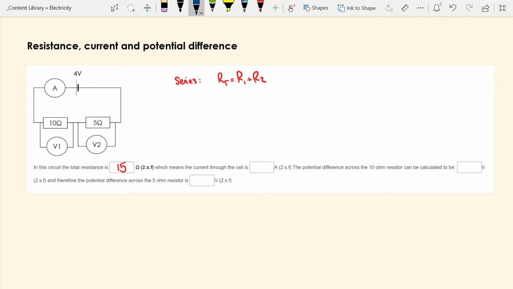Okay, and this means that the current through the cell is, so we know that resistance is potential difference divided by current, which means that current is going to be potential difference divided by resistance. So the total potential difference applied is 4. The total resistance we've just seen is 15. And if we do 4 divided by 15, I'm going to need to grab my calculator.